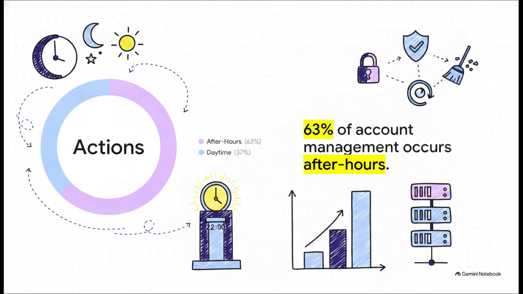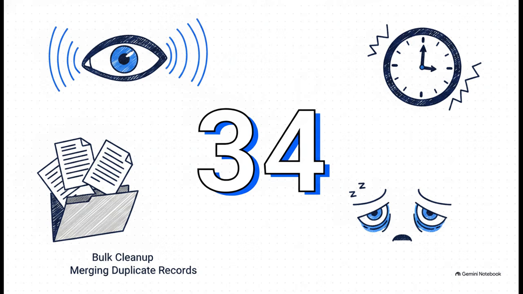A massive share of the heavy lifting happens entirely outside your standard 9 to 5 window. We're talking 58% of all authentication events and a staggering 63% of all account management actions. That includes the really critical stuff, role changes, credential rotations, session revocations, and directory cleanups. In fact, the data showed that the single most concentrated hour for admin cleanup tasks peaked heavily right between 10 and 11 at night.